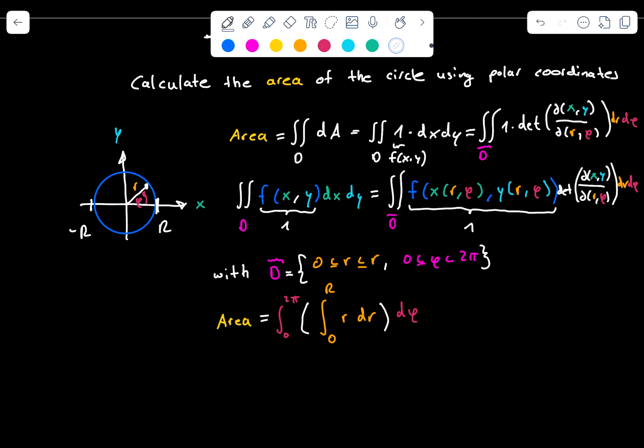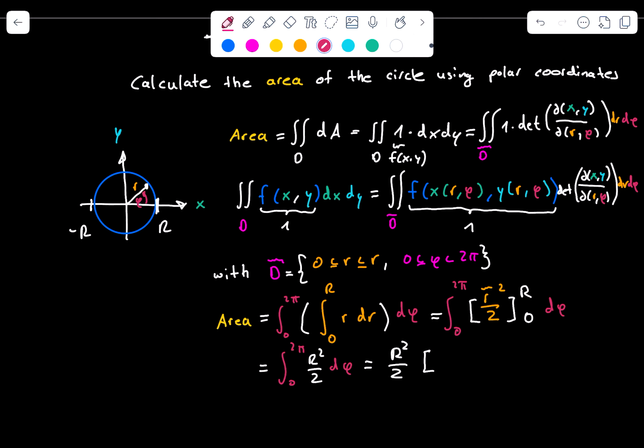Finally, we can calculate the area step by step. First, we integrate with respect to r from 0 to r. This gives us r squared divided by 2. Next, we integrate with respect to phi from 0 to 2 pi. This final step gives us the area as pi times r squared, the familiar area of a circle formula.